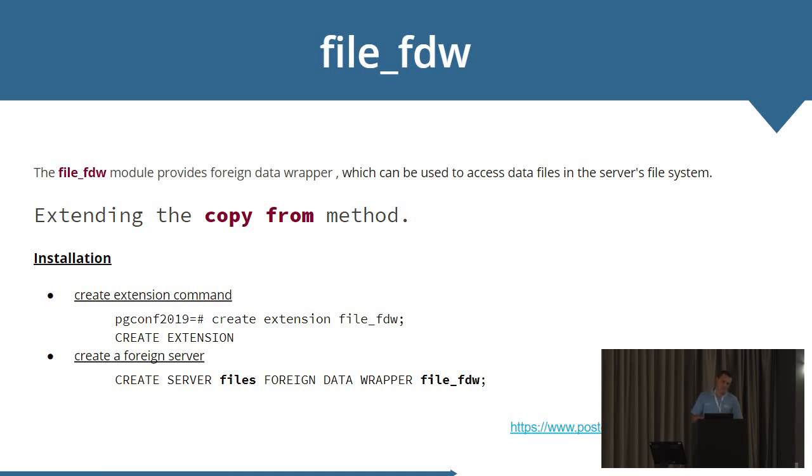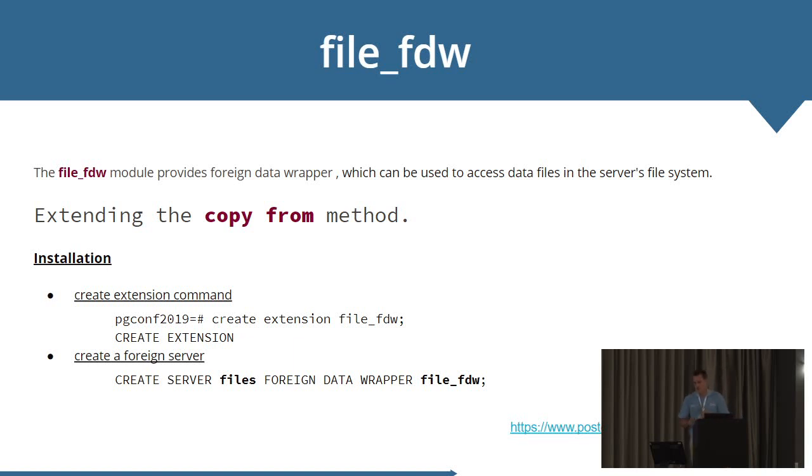So the next one is file_fdw. It's a file foreign data wrapper, and this extension extends one of the already existing things in Postgres, the COPY FROM method, where you would copy data from a file on disk into a table. This one requires a little bit more setup. You do CREATE EXTENSION file_fdw. That would create the extension and give you access to the file_fdw foreign data wrapper type.